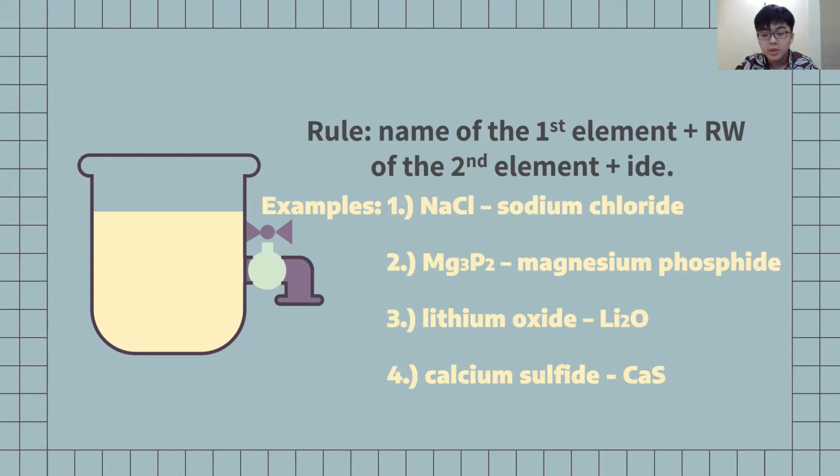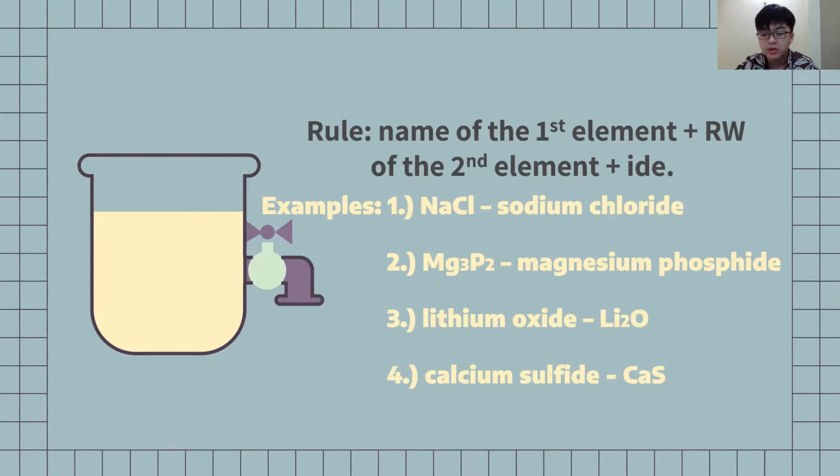Next, we have Mg3P2. Mg is magnesium and P is phosphorus. So phosphorus plus -ide equals phosphide. So the answer is magnesium phosphide.